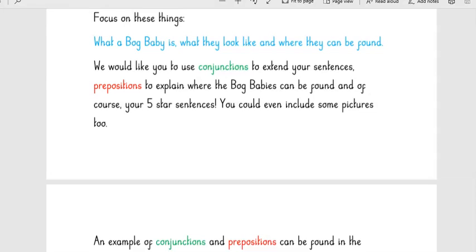Now, when you're doing this, we'd like you to use some conjunctions to extend your sentences, and also some prepositions to explain where the bog babies can be found. Now, you may have forgotten what conjunctions are, so we put some of these in the English folder for session 1, and you've probably forgotten what prepositions are because we haven't worked on those as much recently. So again, there is an example in the English folder, session 1.